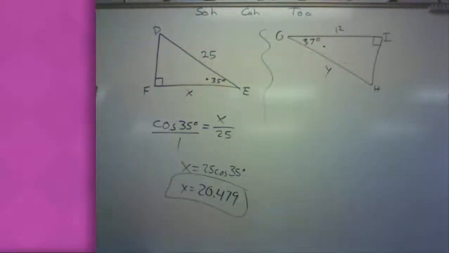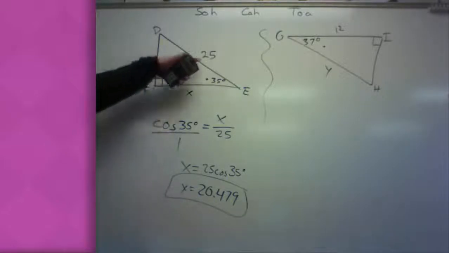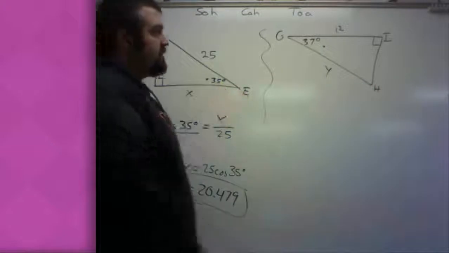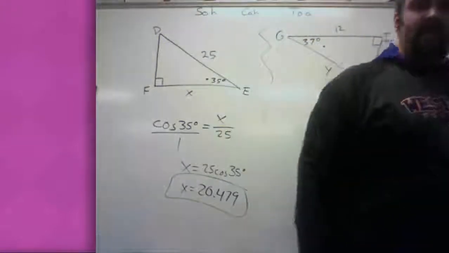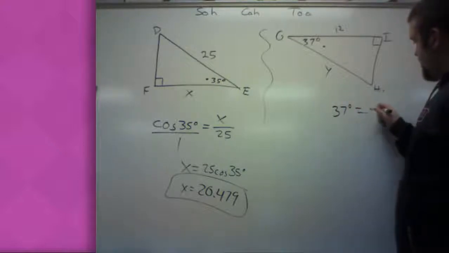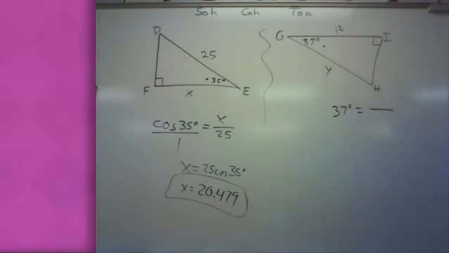Yeah, I feel pretty good. I was able to find X with knowing only one side length from the angle. Look over here. Let's find Y. So again, I marked the angle. So 37 degrees equals a ratio, sine, cosine, or tangent.